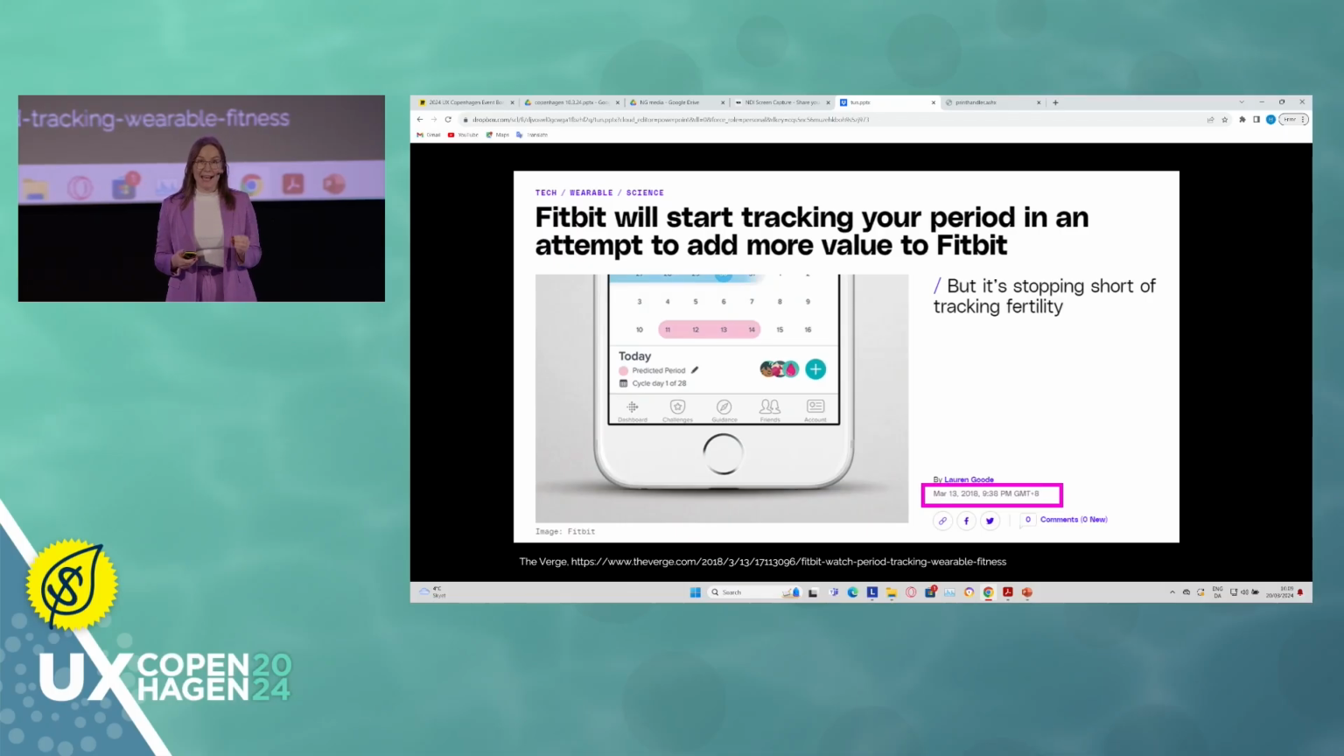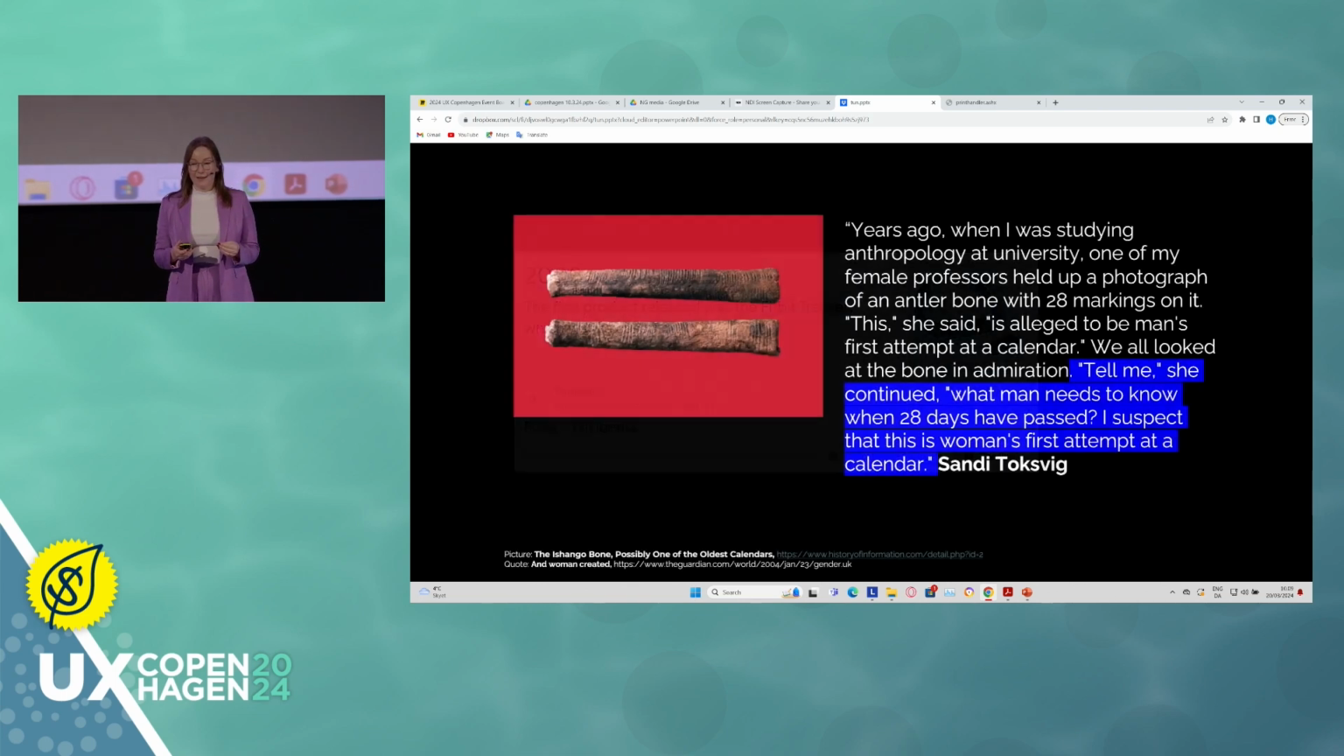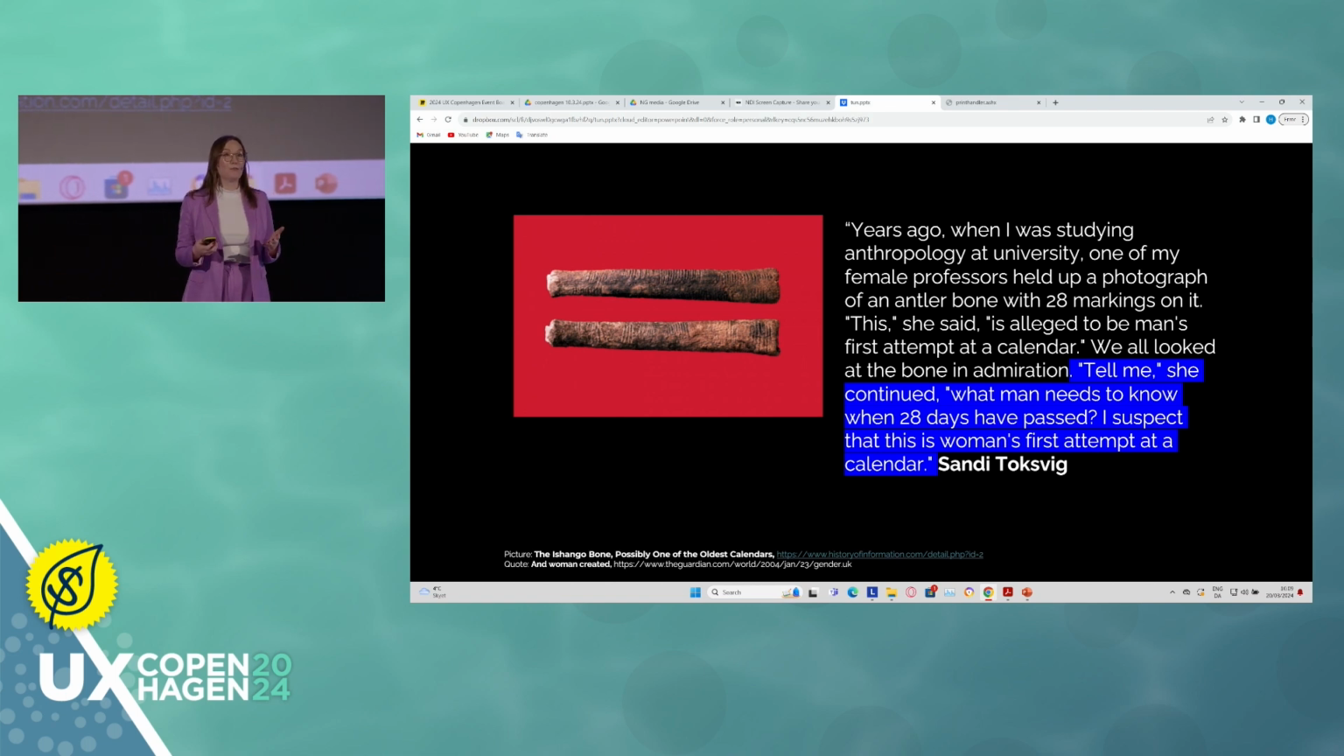How this might look is Fitbit in 2018 releasing a feature that let you track your period. In 2018. This is a company that was founded in 2007 and released its first product in 2009. That is a 9-year gap where they missed one of the most fundamental and essential health metrics that most women track. And to put this in perspective, the historical record suggests that women have been tracking their periods for over 20,000 years.